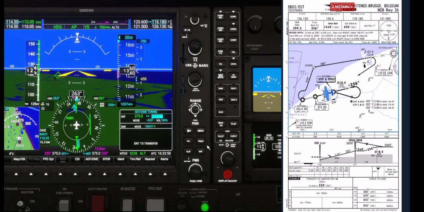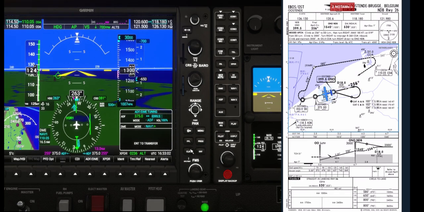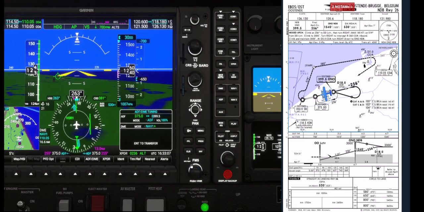Now we switch for the next NDB, Oscar Oscar, 375 MHz, and we prepare the next one, Delta Delta, 352.5 MHz.